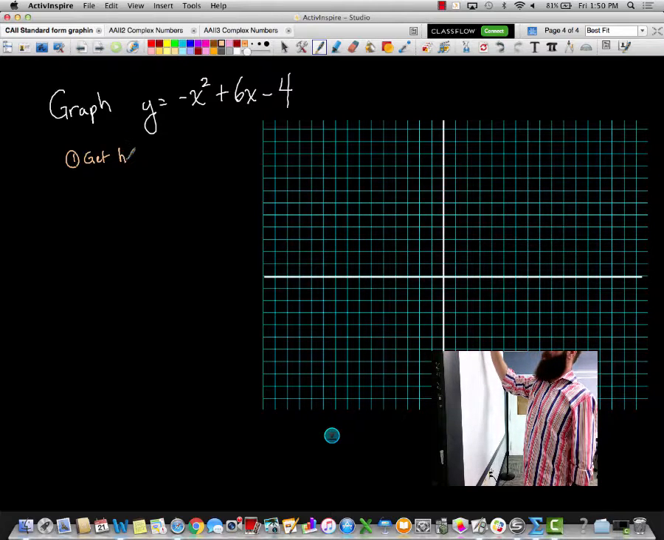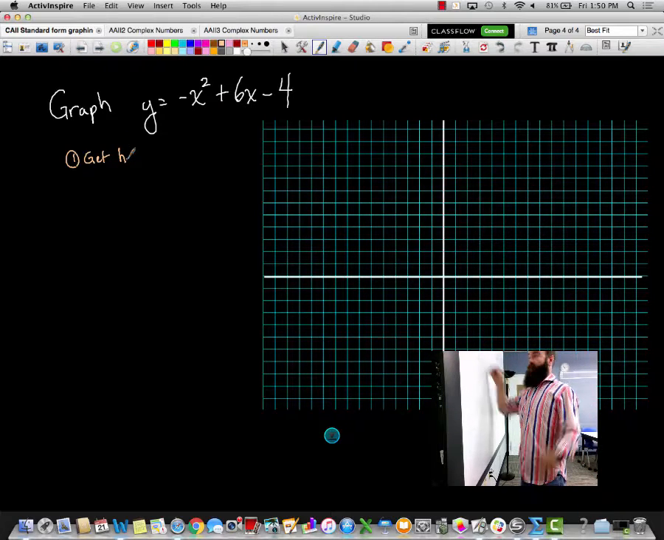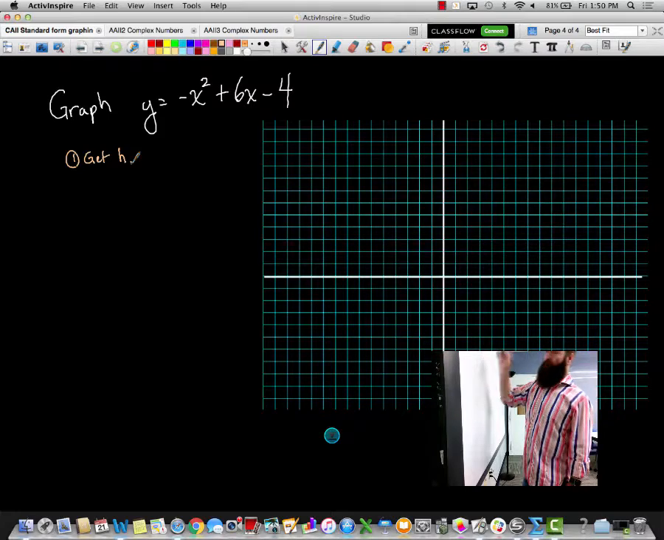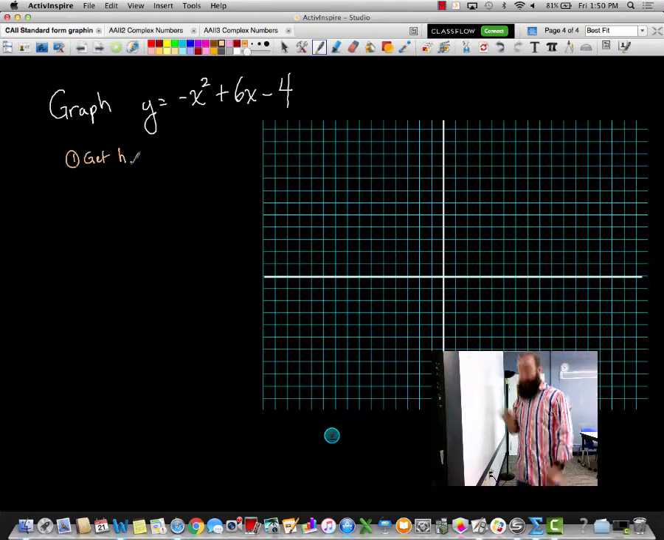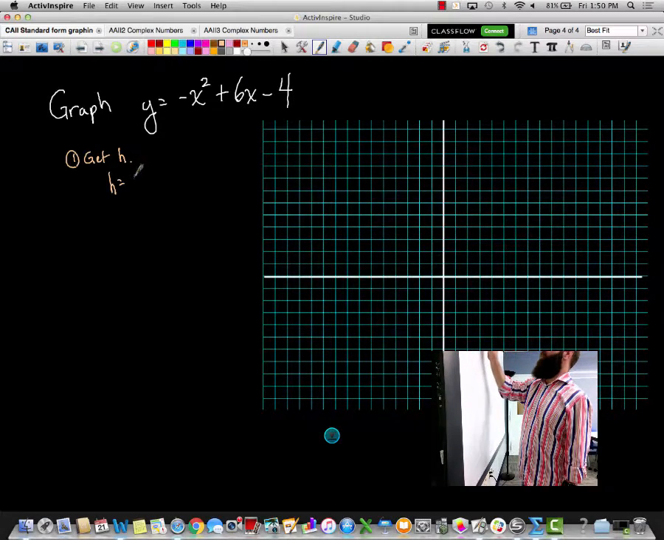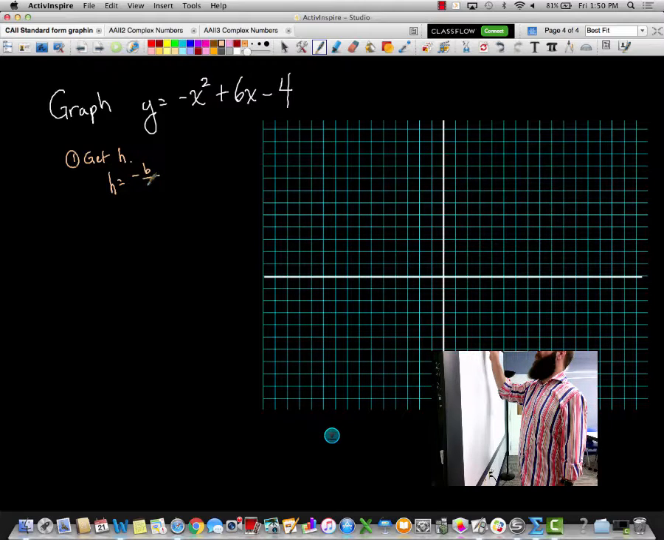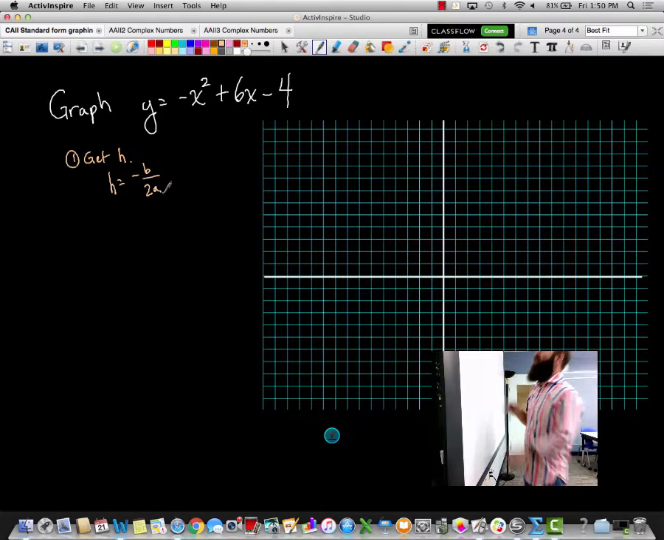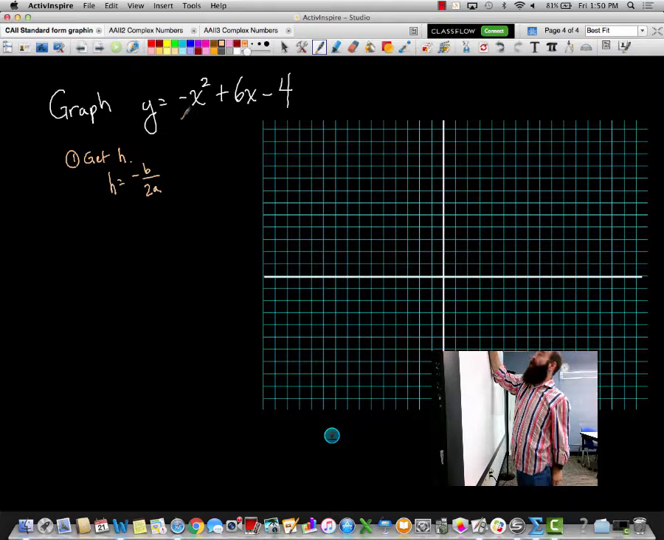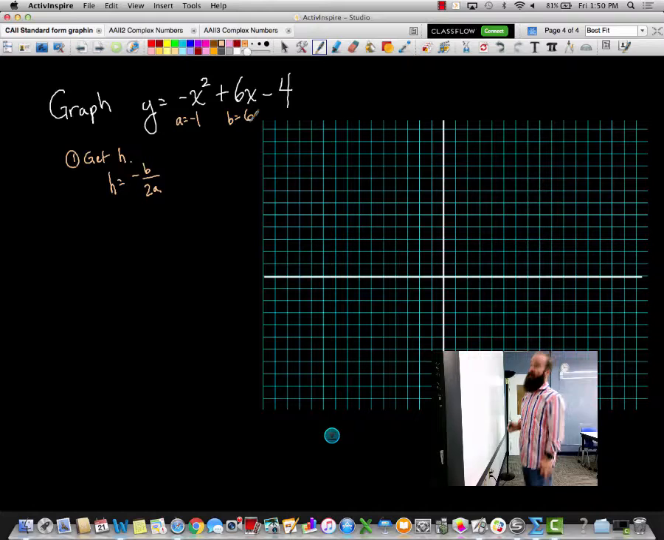And the x value of the vertex, remember, is called h. So I'm going to get h, and the formula we use for that is the one we talked about in class today, which is h equals negative b over 2a. So if you look in the standard form here, a is the coefficient of the x squared. So here a is negative 1, and b is the coefficient of the x. So b is 6.